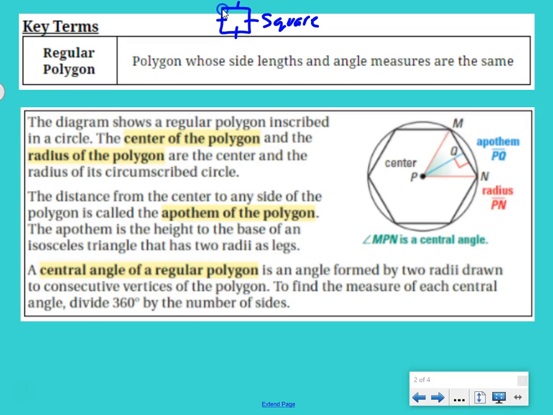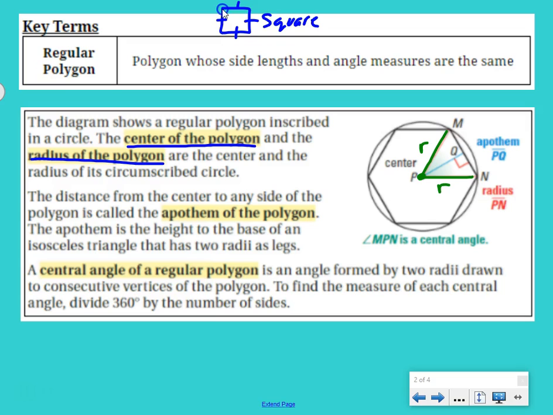The center of the polygon, right here, and the radius of the polygon are the center and the radius of the circle. So these are the radii of the circle. This is the center of the circle, so we also call it the radius and the center of the polygon. So just so you know those terms.